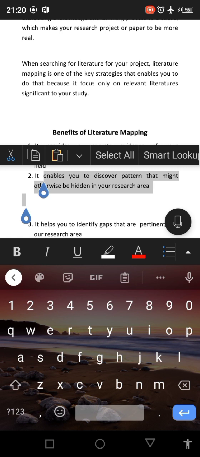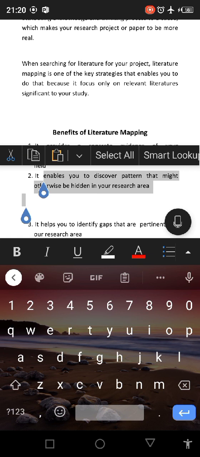The only way I can understand or discover the pattern at which people have written on sustainability before is for me to do a literature map.